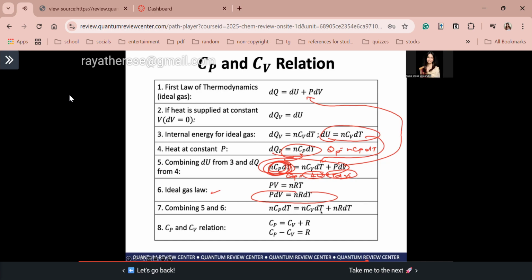With that, guys, we can now get the relations. How? Guys, you can cancel these dt. Let me show you. Plus RdT is equal to ncpdt. So this is cancelled, and this can also be cancelled. What remains is Cp is equal to Cv plus R. Transposing, we get Cp minus Cv is equal to R. So guys, just memorize this relation, Cp minus Cv is equal to R. Okay?